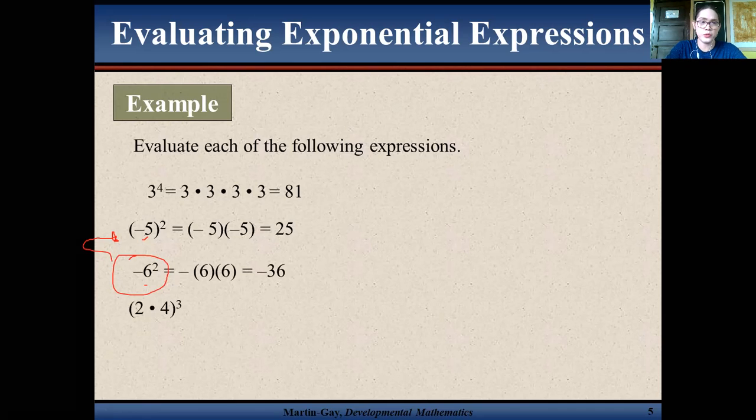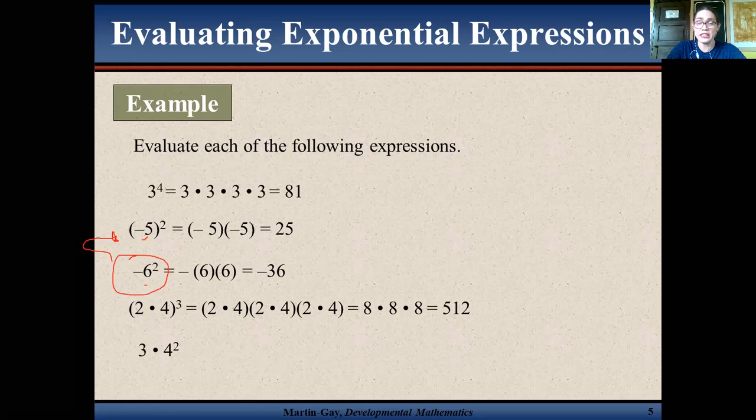Next, we have the quantity 2 times 4 cubed. That gives us 2 times 4, which is 8. Then you can have 2 times 4 times 2 times 4 times 2 times 4. In short, 8 times 8 times 8. That gives you 512. Okay?